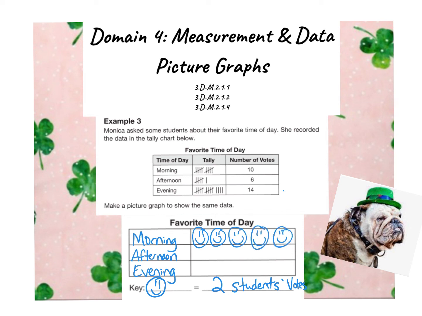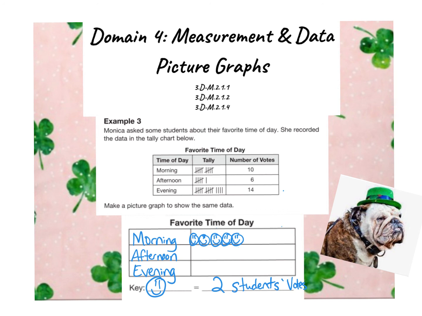Okay, taking a look at the evening. Actually, I'm going to erase that and make this smaller, because I'm noticing that I need to do 14 total. So I'm going to make them a little smaller so I can fit 14 on my evening one. So let's try that, a little bit better. 2, 4, 6, 8, 10. So I have my 10 votes for the morning, or my 5 smileys, because each smiley represents 2.